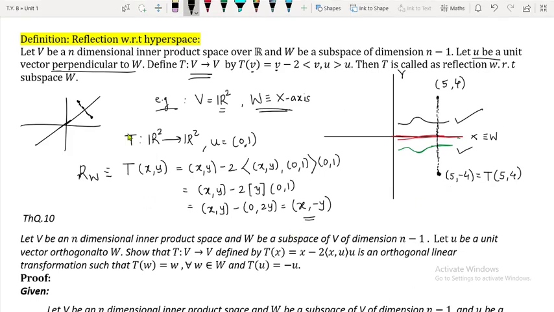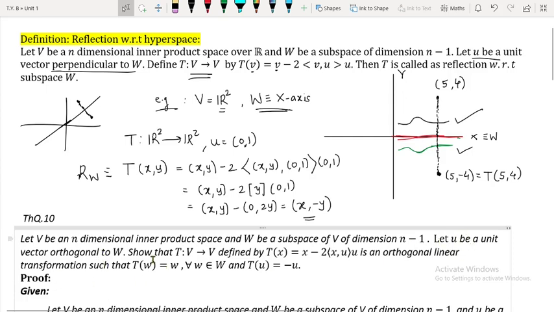So let us see what that theory question is saying. Let V be an n-dimensional inner product space and W be a subspace of V of dimension n minus 1, means W is a hyperspace. Let U be a unit vector orthogonal to W, or you can say perpendicular to W. Show that T from V to V defined by T of x is equal to x minus twice inner product of x with U multiplied by U is an orthogonal linear transformation such that T of w is equal to w for all w belonging to W, and T of U is equal to minus U.